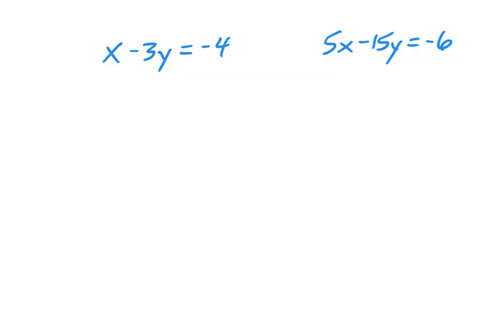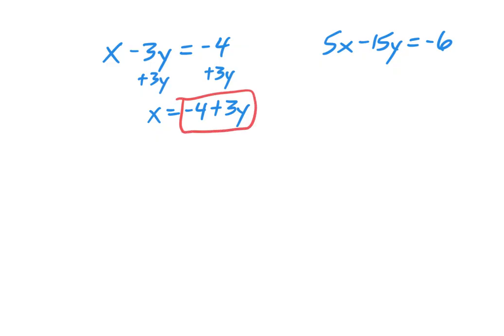So to get that x by itself, what are we going to do? Add 3y. So we get x equals negative 4 plus 3y. We're going to take that expression and we're going to plug it in for x over here.